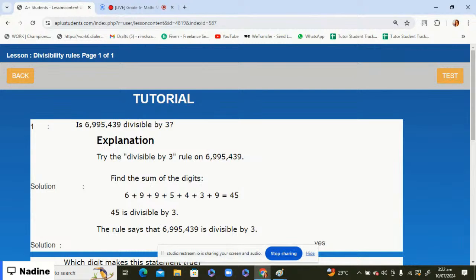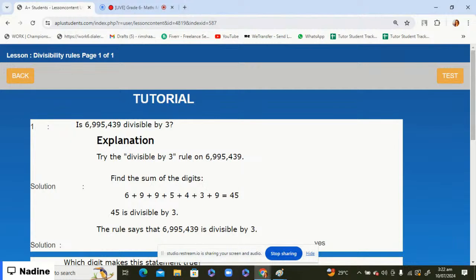Now what is the second rule? The second rule is you are going to add all these numbers, like 6 plus 9 plus 9 plus 5 plus 4 plus 3 and plus 9. Okay, you're going to add all these numbers. Now when you add all these numbers, you just check it out. The answer is 45.